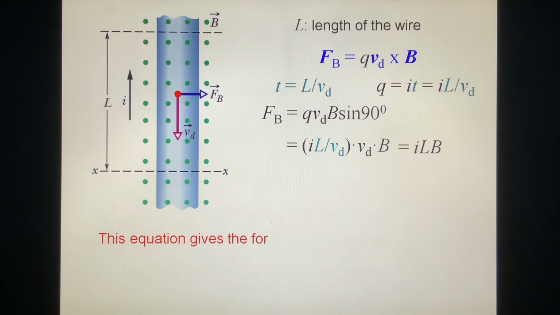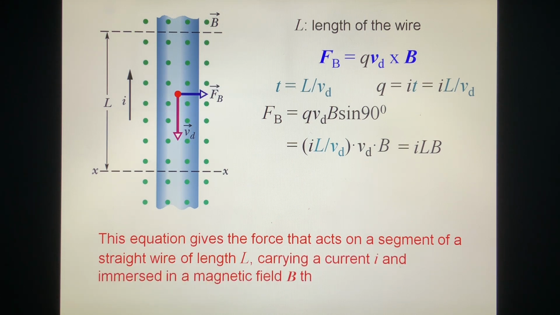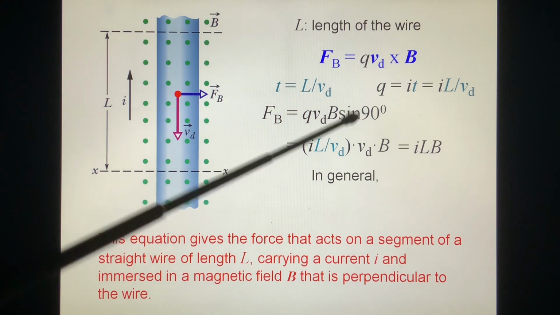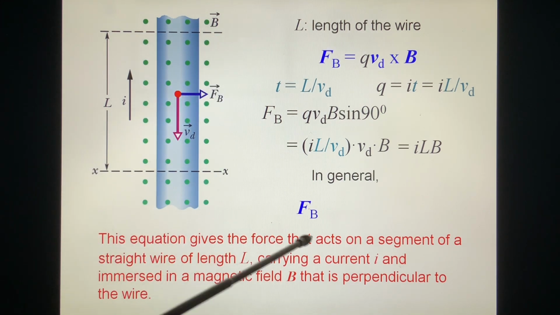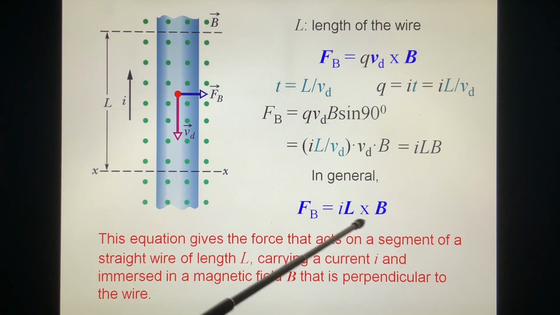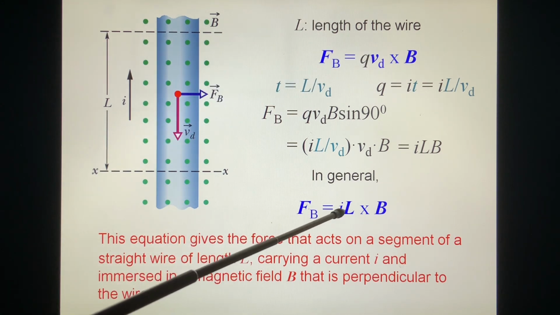This equation gives the force that acts on a segment of a straight wire of length L, carrying a current I, and immersed in a magnetic field B that is perpendicular to the wire. And in general, we can write dF_B equal to I L cross B. That includes the direction. You compare this one, this is on a charge q, this is on the current IL.